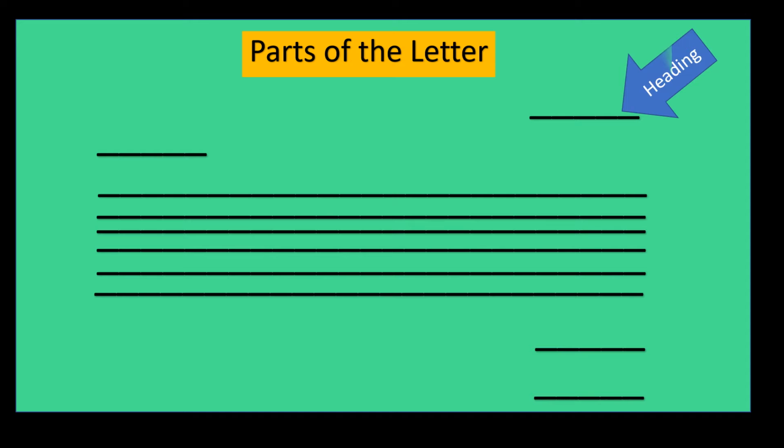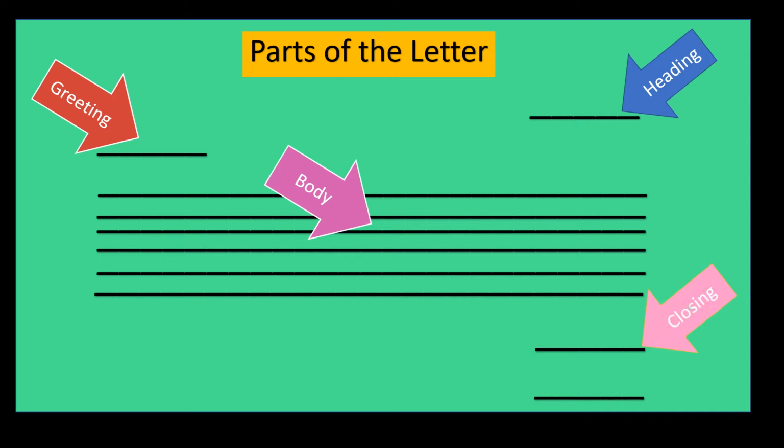At the top right corner, you'll write the heading. At the left side, just below the heading, you will write the greeting. At the center, you will write the body of the letter. Then, at the right side, just below the body, you will write the closing. And below the closing is your signature.